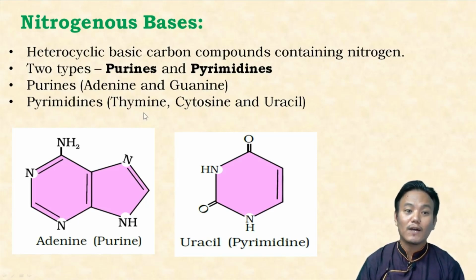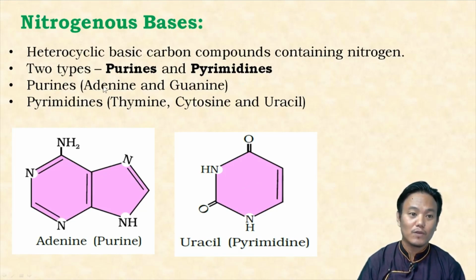Examples of pyrimidines are thymine, cytosine and uracil. So these three are pyrimidines. Right? One example of each is given in your textbook. If you look at this one, adenine is a purine. Uracil is a pyrimidine.